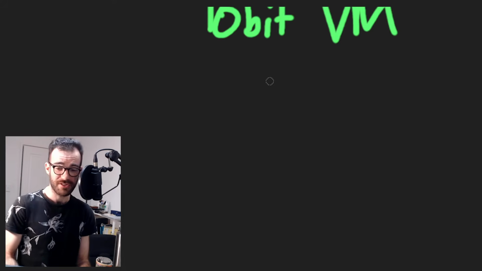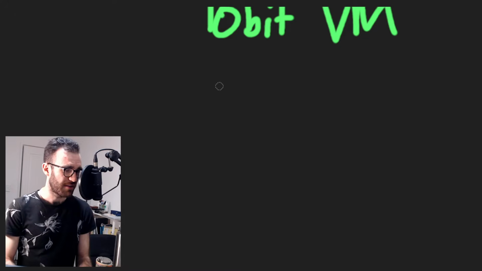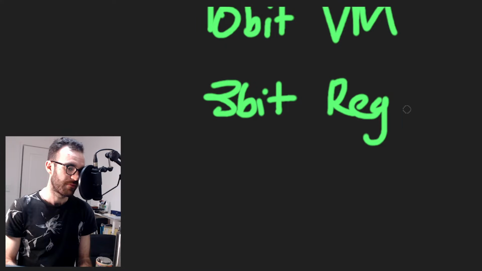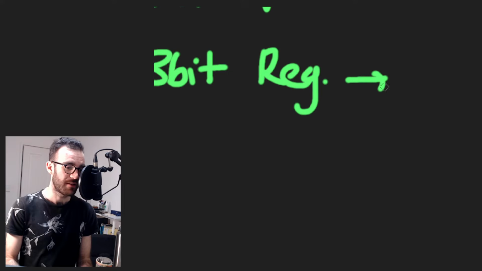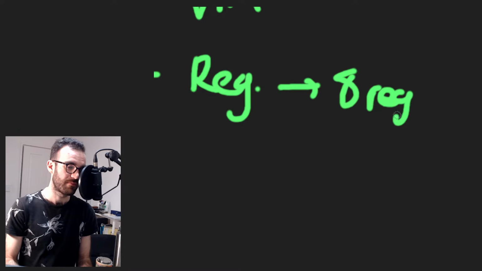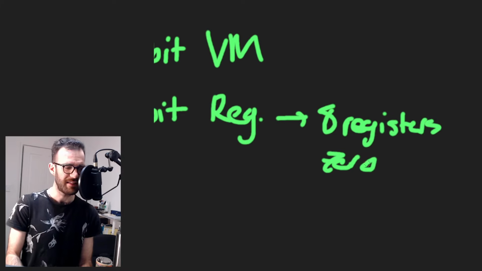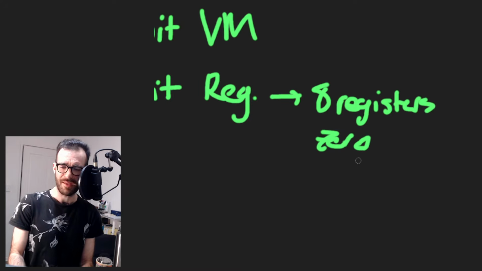16-bit VM, okay? So each instruction is only 16 bits, and 3 bits of that is the register selector. So in other words, 8 registers. One of those is the 0 register. We might get rid of the 0 register. I think when you only have 8 registers, having a 0 register might be a bit excessive.